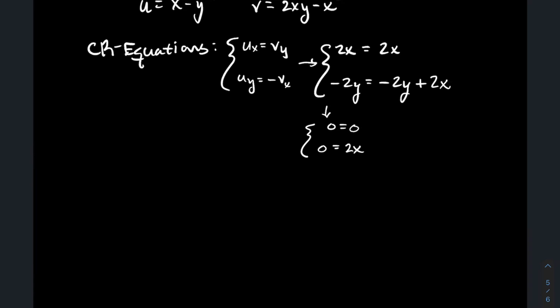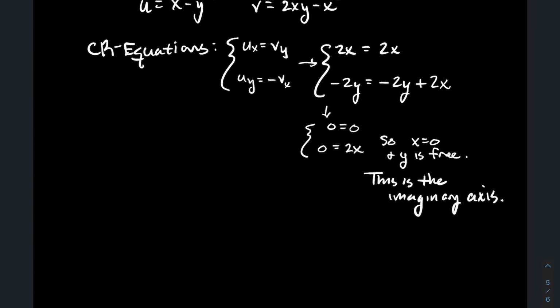And now I'm thinking, okay, how do I solve this system? Well, the top equation is always true. So any restrictions or constraints are going to come from the bottom equation, which of course forces x to be 0. So x has to be 0, but notice there's no conditions on y. y is free to be any real number that you like. And if you think about, okay, what does that set look like where x is 0 and y can be whatever you like? That's the imaginary axis.